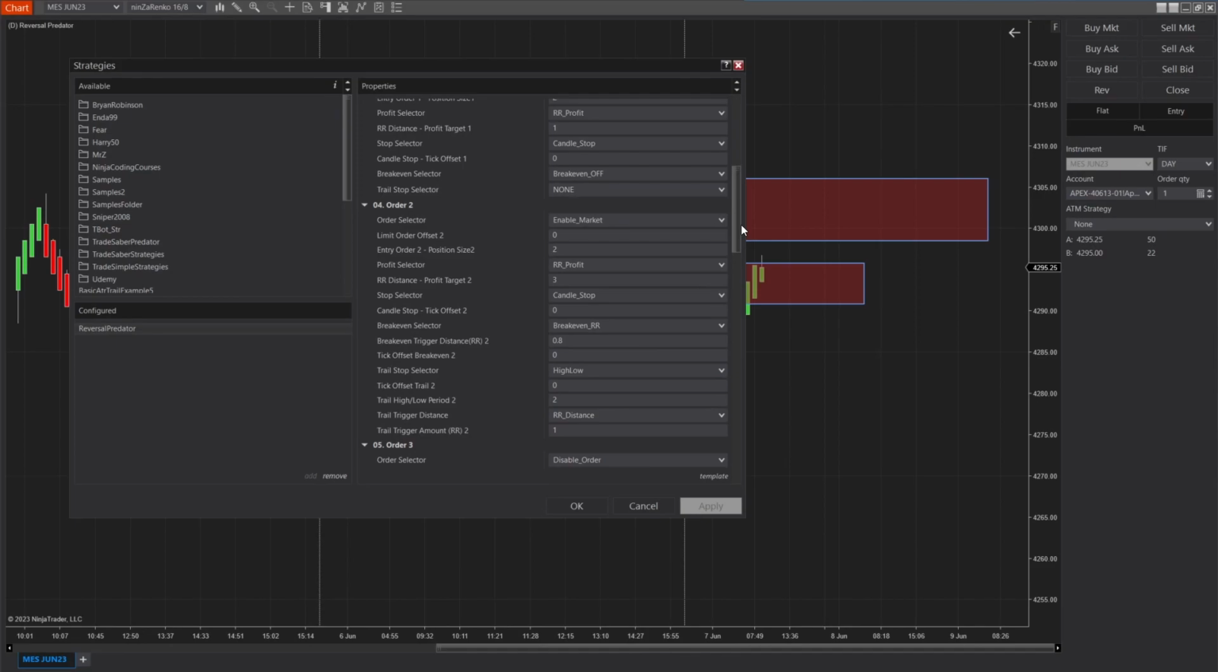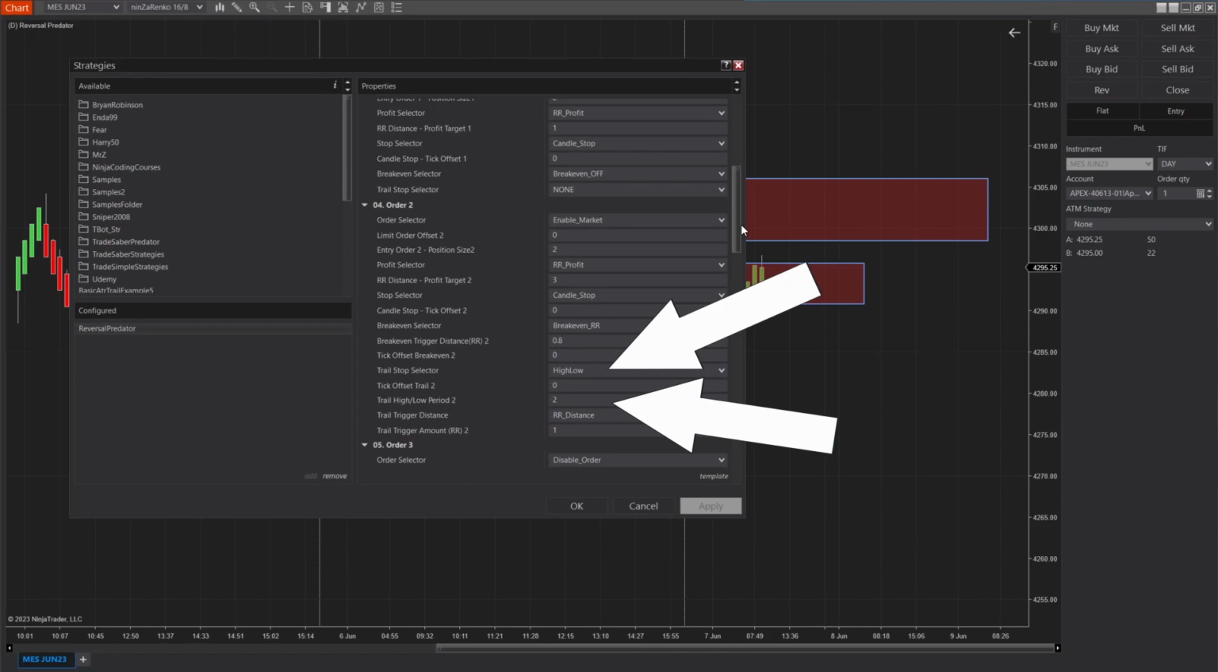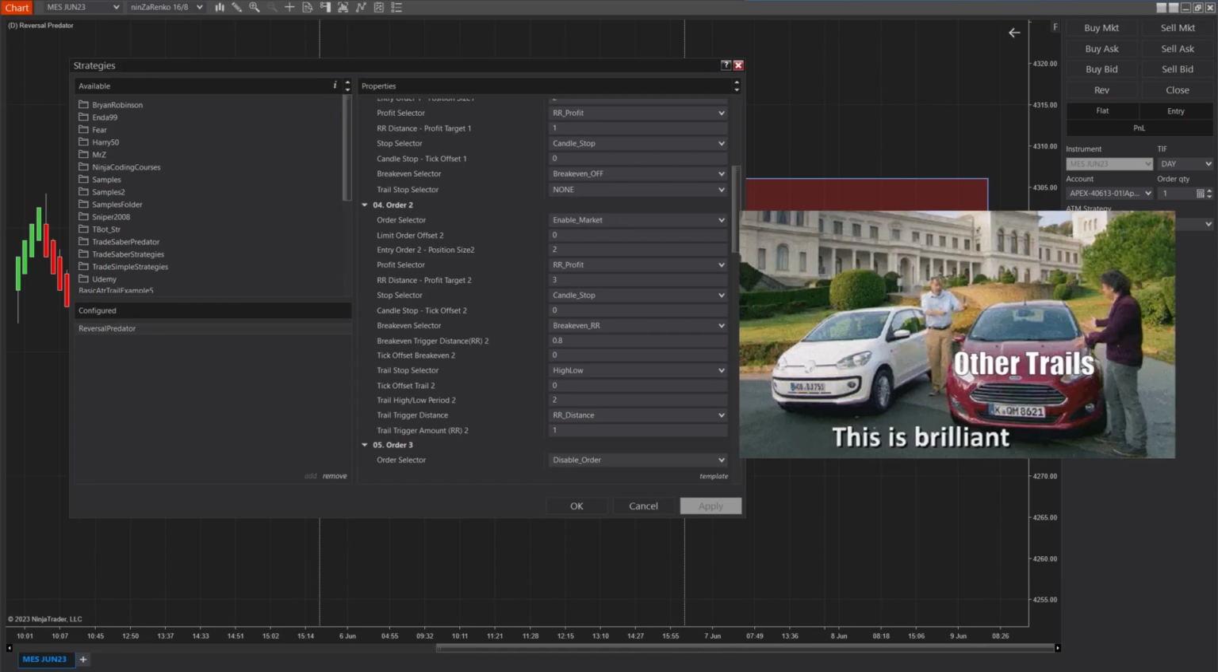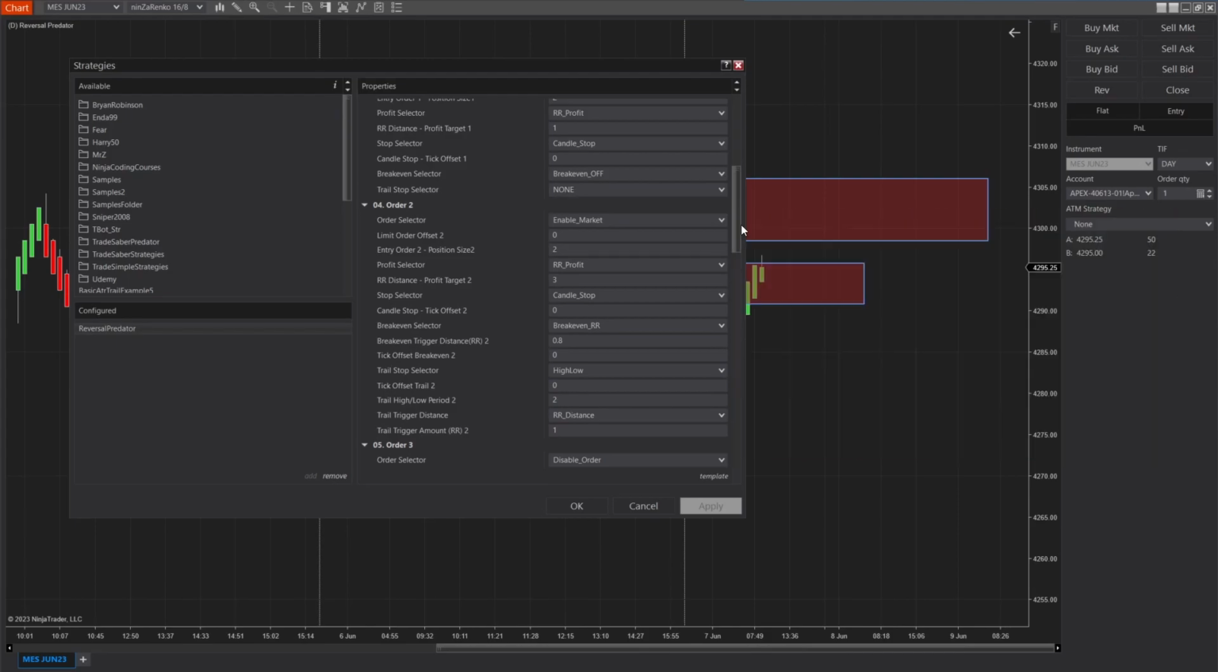Now, the trail I've been using lately is the high and the low with a period of 2. This means it's going to trail 2 candles back. I find this has been working pretty good at preventing fakeouts with this specific setup. I might change this to ATR or another type of trail at some point, but this is what I like right now. I sometimes also make a third position with about 1 contract or so.